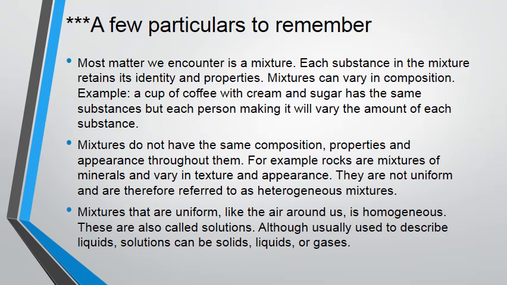Mixtures don't always have the same composition throughout them, and their properties and appearance can change throughout a mixture. For example, a sedimentary rock has layers in it, and they're going to be made of mixtures of minerals, and they're going to vary in their texture and appearance. So they're not uniform, and when they're not uniform, we call them a heterogeneous mixture. Hetero meaning different, so it's made of different pieces, and we can see those pieces.